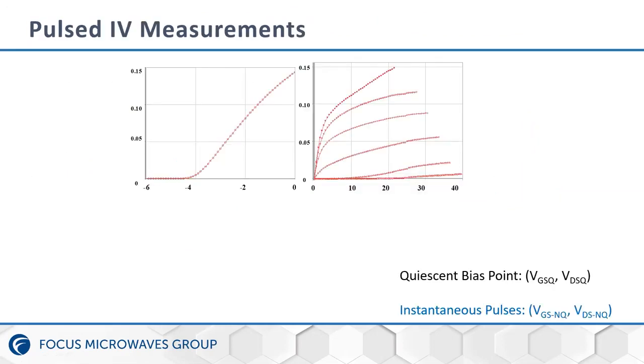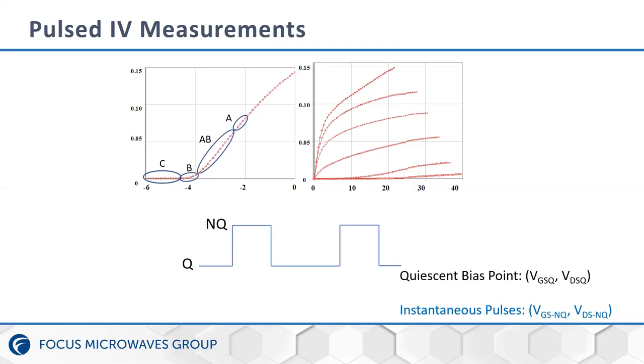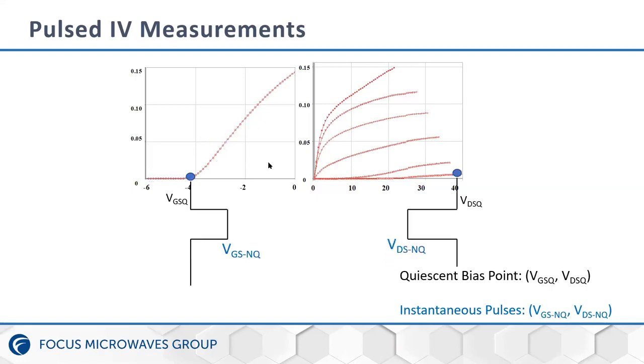Now, how do we do typical pulsed IV characterization? The static DC point for both gate and drain voltages, on which the pulses are superimposed, is referred to as the quiescent point. This quiescent point determines the class of the amplifier it's operating in, and it also determines the thermal state of the transistor.